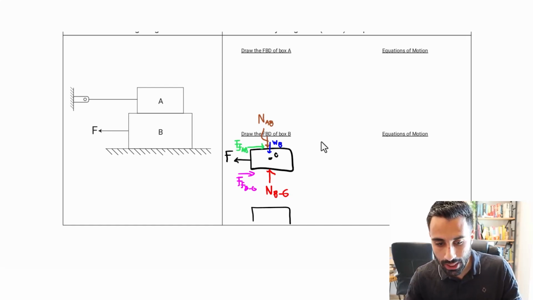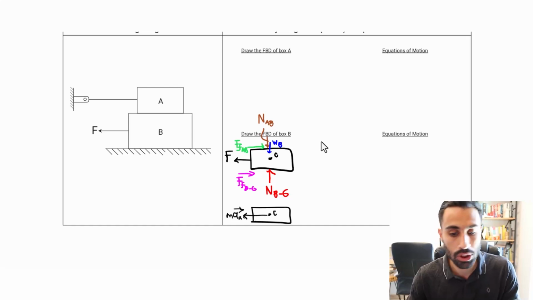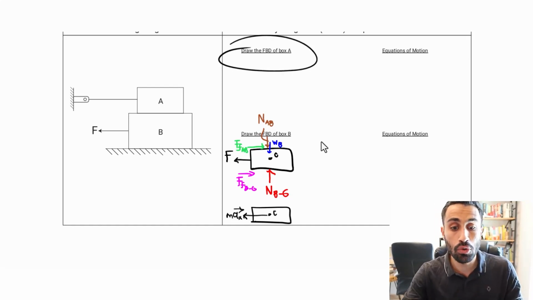Now I can draw the kinetic diagram real quick. That's going to be very simple. It's just going to go to the left. We put mass times acceleration to the left. That acceleration will be negative because it goes to the left. Now that's that. Let's go to box A.